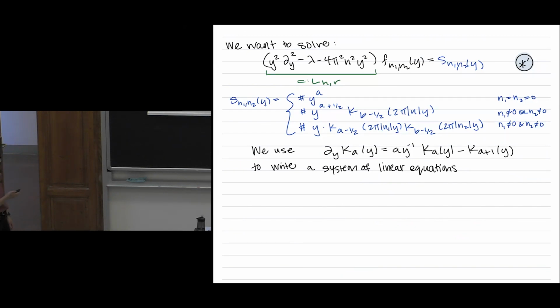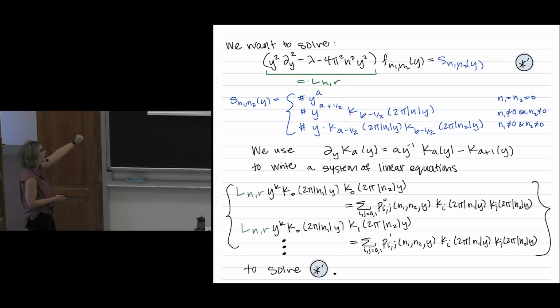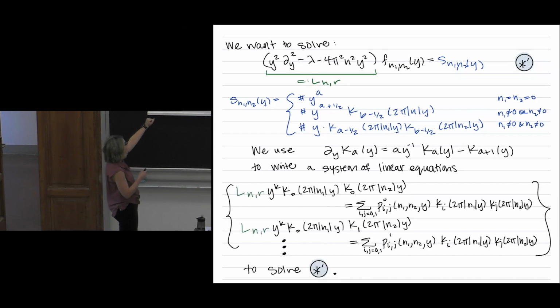And so this is where our guess and check comes in. We use the fact that we know what we need: I need K-Bessel functions on the right side, so I should probably be taking derivatives of other K-Bessel functions on the left side, and I make myself a nice system of linear equations. I take my operator, which is y squared times second derivatives plus some linear function, times each one of these little basis elements, and I know it's going to be some polynomial times other K-Bessel functions, just based on this derivative thing.